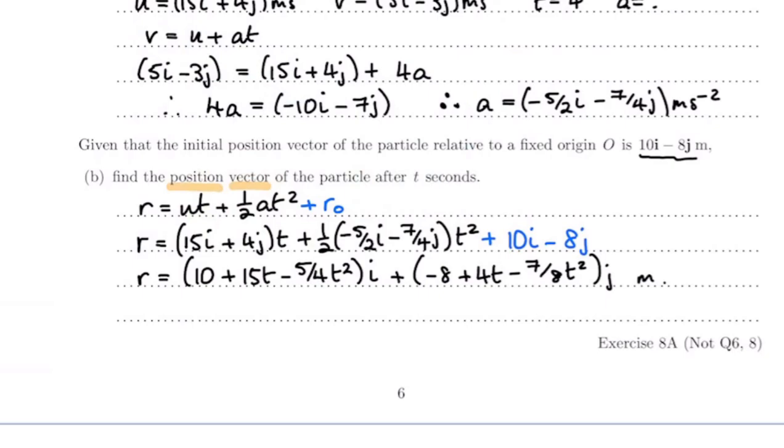So that is the second video using the equivalent of SUVAT with vectors. If you see something that talks about constant acceleration, but you're given it in vector form, you're given your position vector or so on, you can use these, but again, you've got to be just a little bit careful about position.